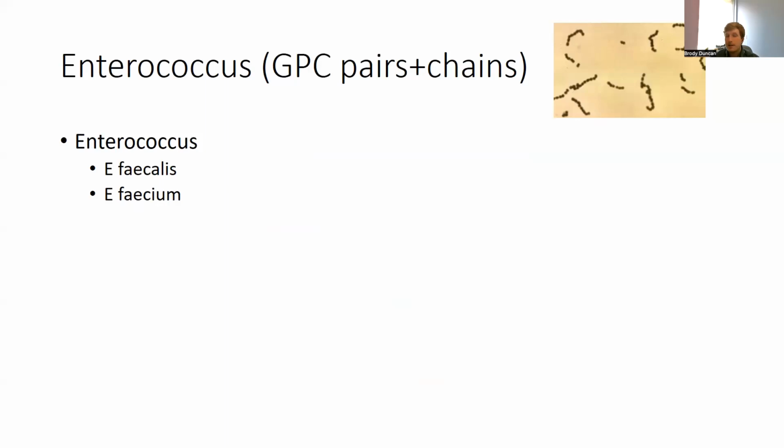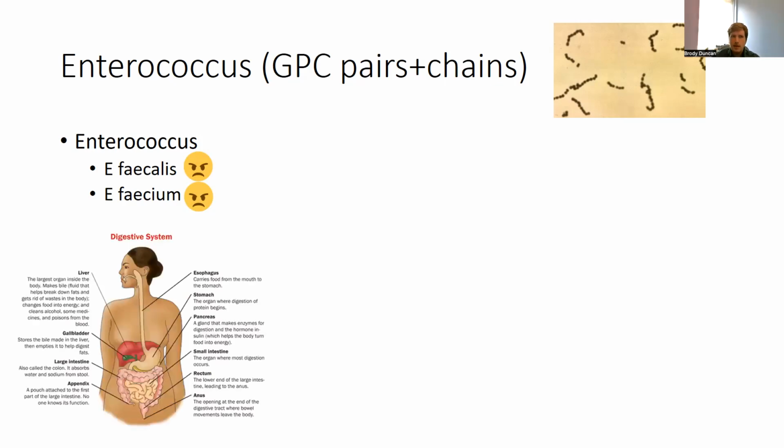And the last group to talk about is enterococcus. So enterococcus are also gram-positive cocci in pairs and chains. There's only two main species that you guys have to be aware of. It's Enterococcus faecalis and Enterococcus faecium. I'm oversimplifying a bit here, but I think the easiest thing for you guys is to think of these as also kind of nasty. They are part of the normal flora, especially in the digestive system.